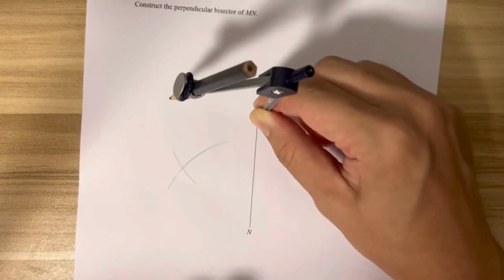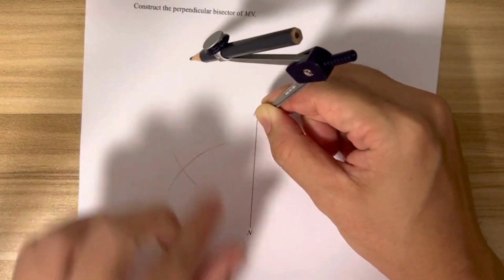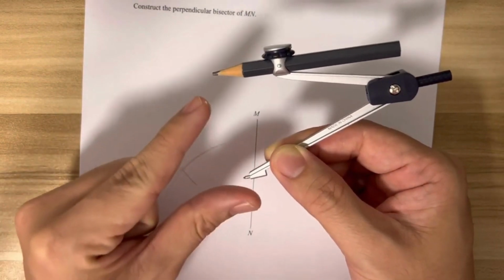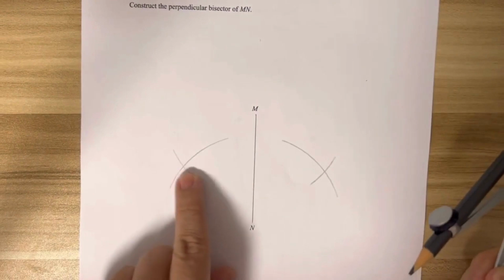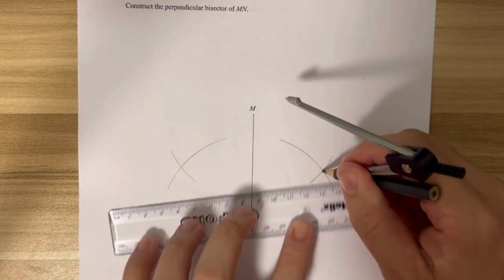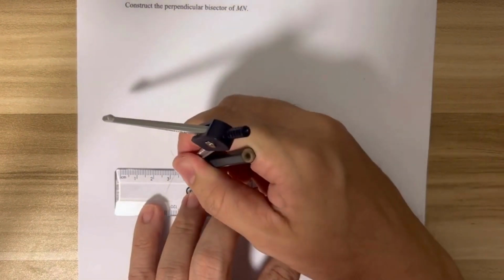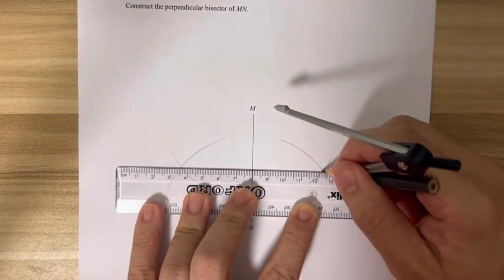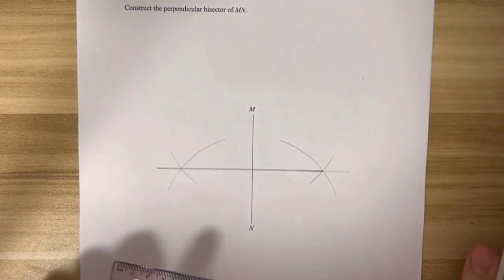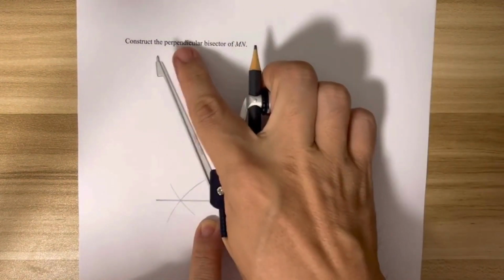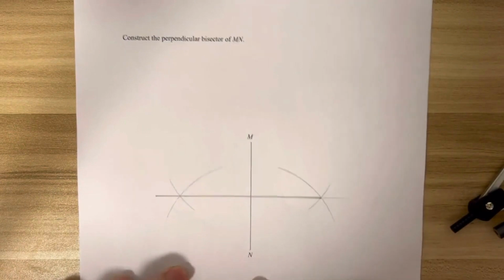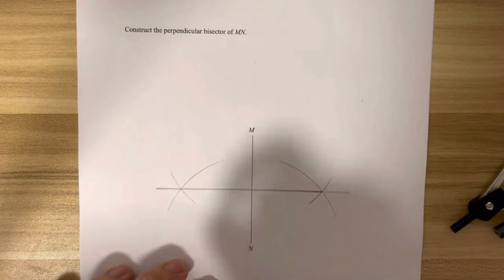At any point in this construction, we do not change the length of the pointed tip to the pencil. Last thing to do would then be to connect the intersection points with a ruler or a straight rule. And this line will be our perpendicular bisector, as it cuts this line MN into two, and it is perpendicular to the line MN.